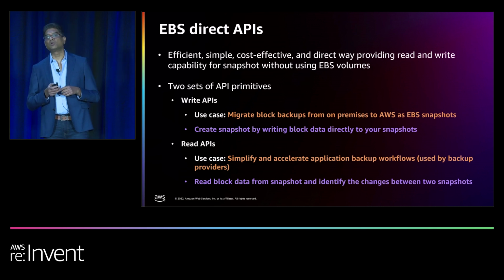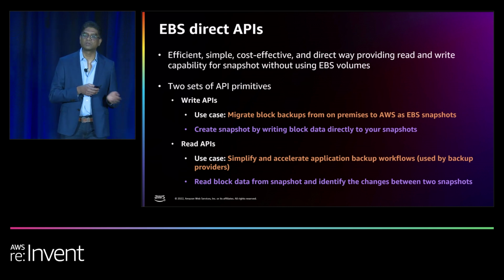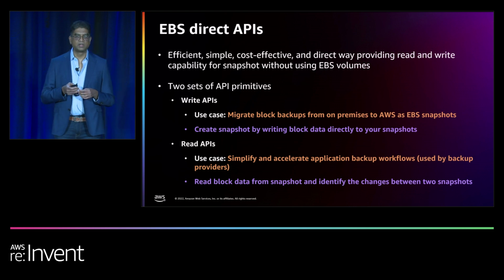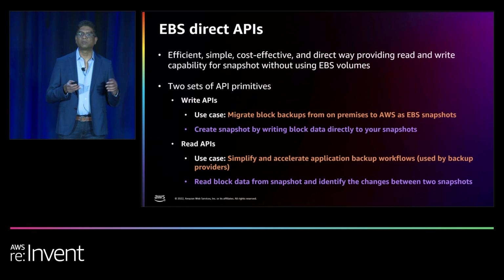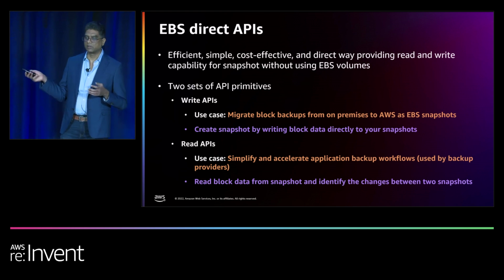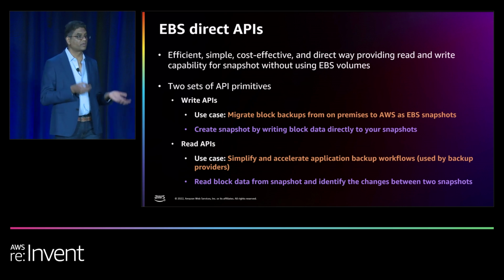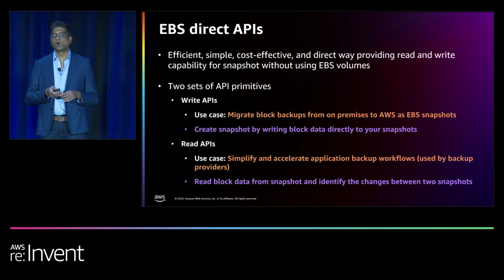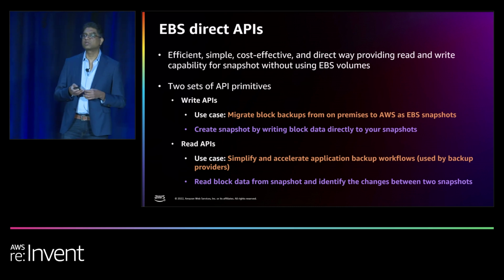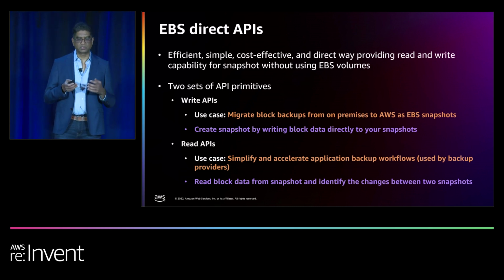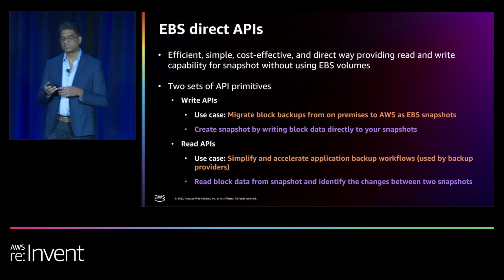The write APIs are used for migrating data from on-premises to AWS as EBS snapshots. And the way you do it is you essentially call three APIs to move the data block by block into AWS as an EBS snapshot. The read APIs are used by our customers to read data out of a snapshot. And if you need to move data from AWS back to on-prem for whatever reason, you could use the read APIs. Or our backup providers use read APIs for essentially accelerating their application backup workflows.